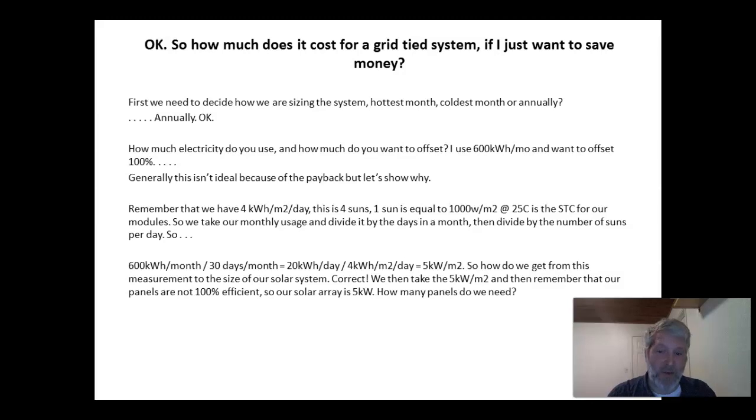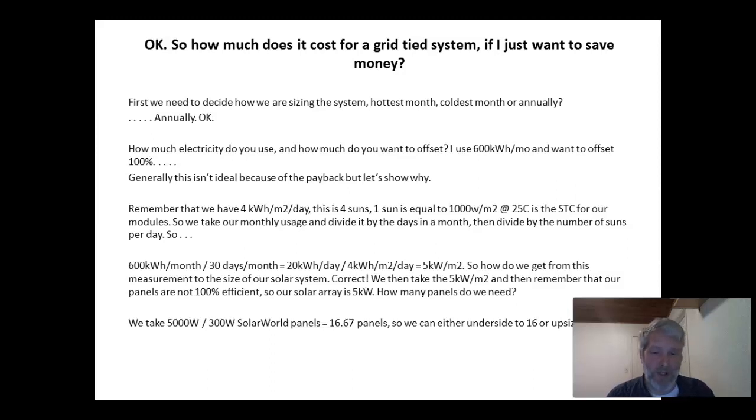Then we take this measurement and we calculate a 5 kilowatt system. The panels are not 100% efficient, and so we need to find out how many panels we need. So we take our 5,000 watts and divide it by some 300 watt Solar World panels. This slide is a little old. Solar World doesn't exist anymore, unfortunately.